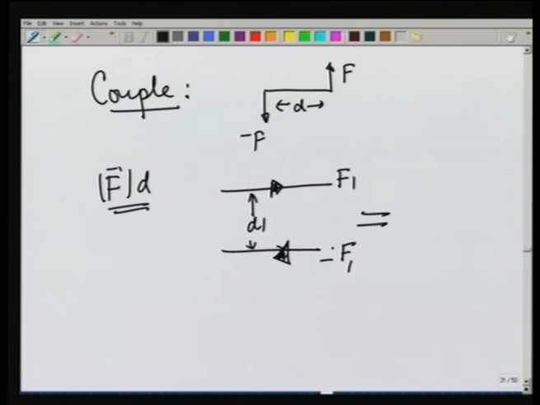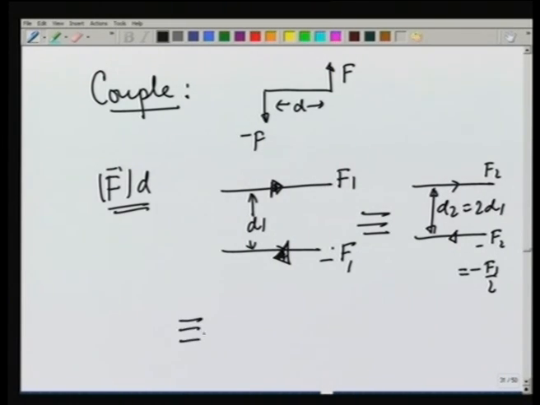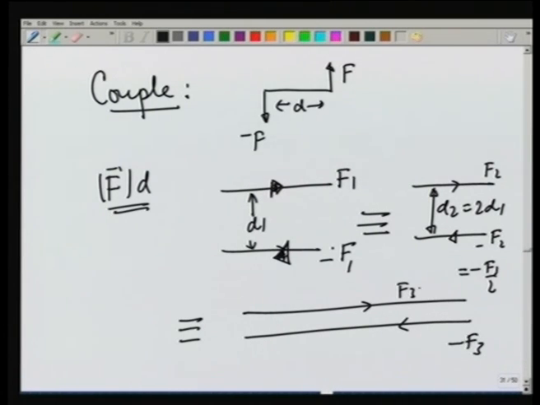This would be equivalent to a force F 2, which let us say is F 1 divided by 2, but the distance d 2, which is twice d 1, which will also be equivalent to a force F 3, minus F 3, let us say, which is equal to 3 times F 1, but displaced from each other by a distance of d 1 over 3. They all three of them represent the same couple, because the net force is 0. So, there is no effect of the force.